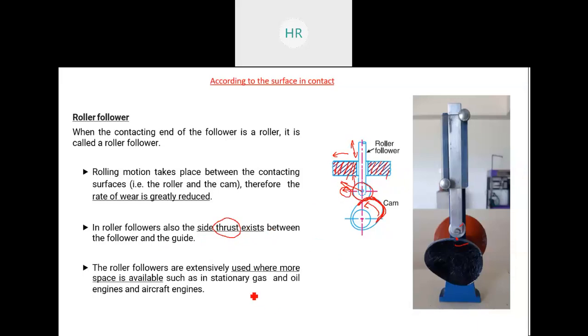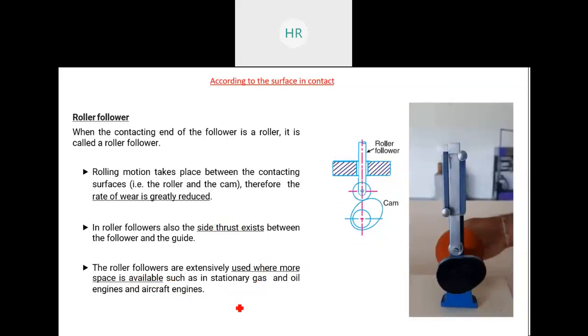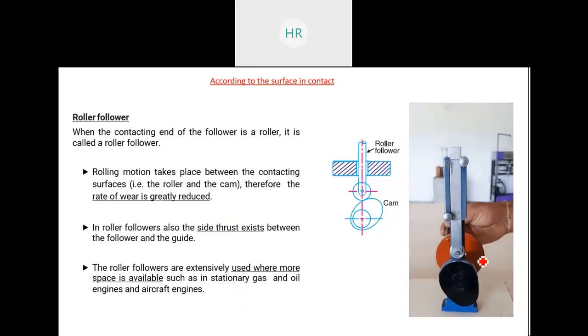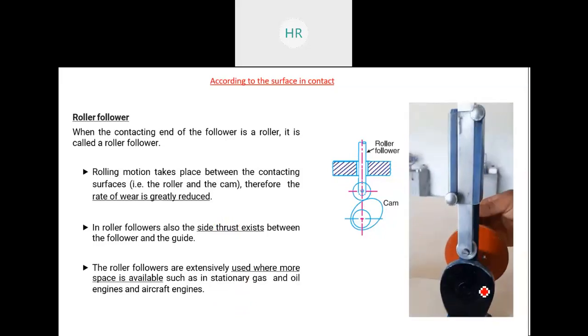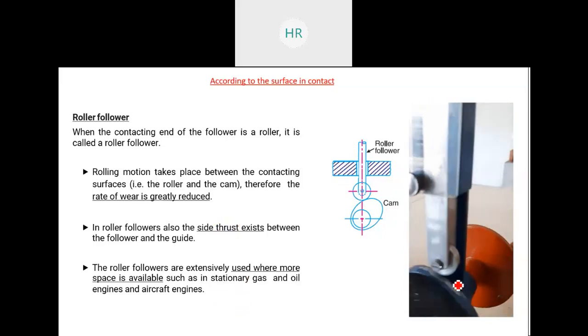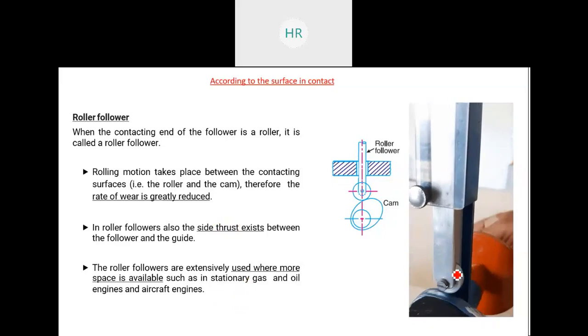The roller followers are extensively used where more space is available, such as in stationary gas and oil engines and in aircraft engines. So have a look at how this motion is happening. You can see here we have recorded this in our lab only. You can see there is a rolling motion. The roller is rotating.